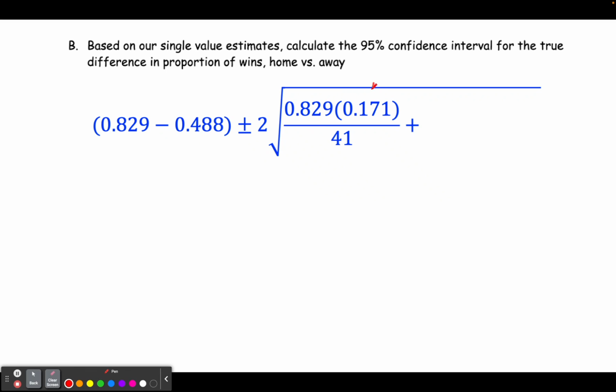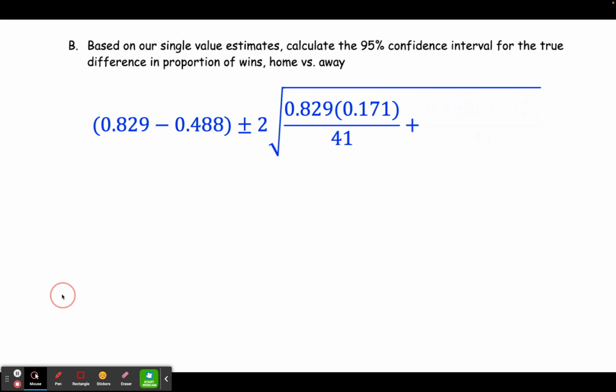This 0.171 I got just by doing 1 minus their winning percentage at home. You can either simplify that before you plug it into the formula, or you can just write 1 minus 0.829, whichever you're more comfortable with. Their number of games was 41.